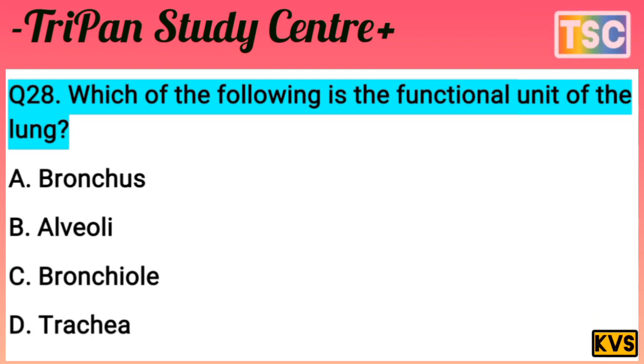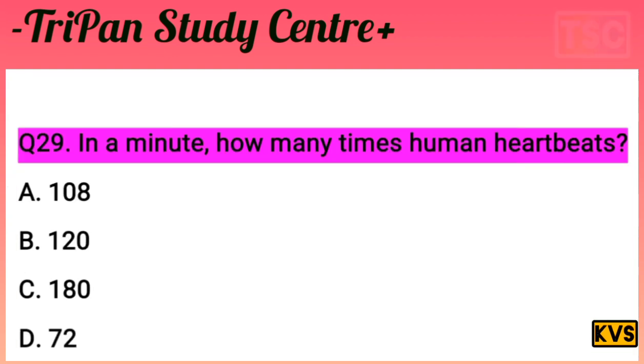You know that alveoli are the functional unit of the lung, the site of gas exchange. It means option B is correct. Alveoli is the most important here, the functional unit of the lung. The B option is correct for this question. Let's see the next question on your screen.